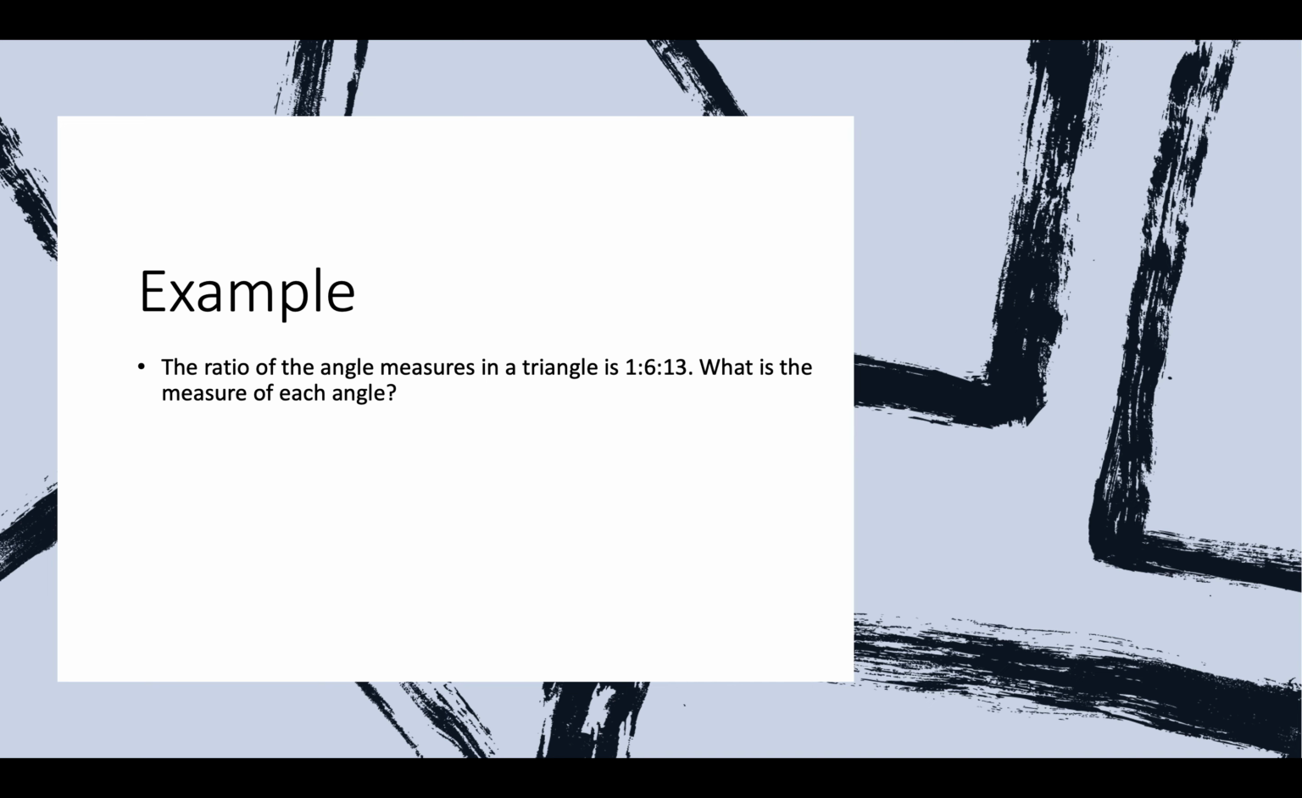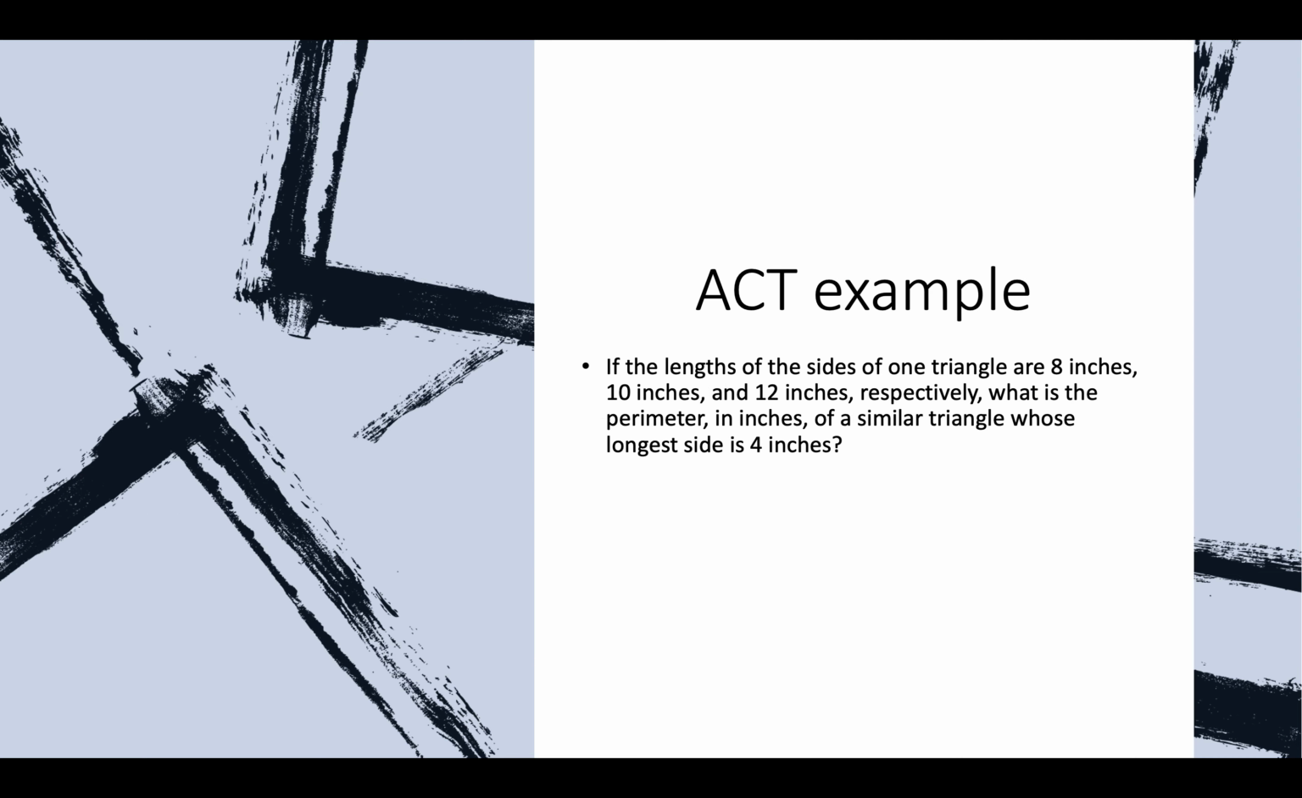Find the measure of each angle. 1 times 9 is 9. 6 times 9 is 54. And 13 times 9 is 117 degrees. That's how you do each of them.